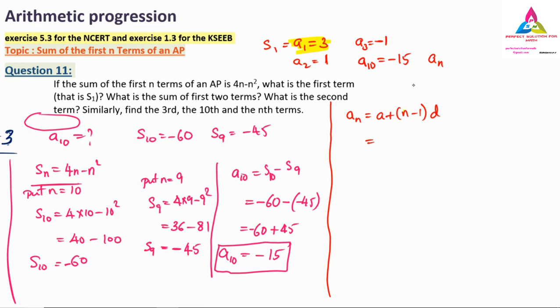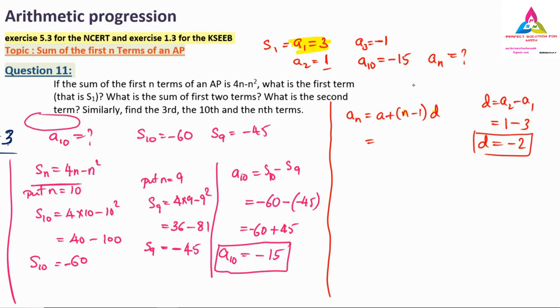Next we need the n value, but they have not mentioned it, because they told us to find the nth term. So the final answer will be in terms of n only. There is no need to find the n value. Next we have to find the d value, which is very easy. d is nothing but a2 minus a1. The a2 value is 1, minus a1 which is 3. The greater number is negative, so the d value is minus 2.